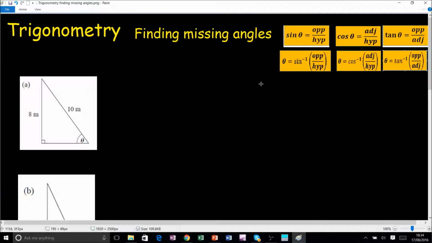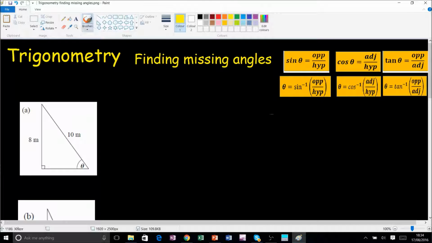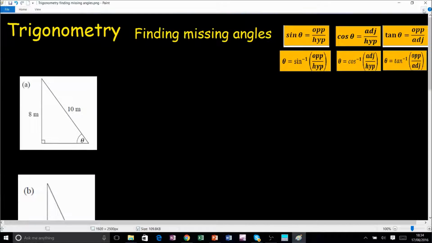So you can see here, I have added more formulas for us. I have adjusted our trigonometric ratios in a way such that we can find angles easily. For the sine theta ratio, I have adjusted it so that theta is equal to the inverse operation of sine, or arc sine, of the opposite over the hypotenuse. And I've done the exact same thing for the cosine and tan ratios.